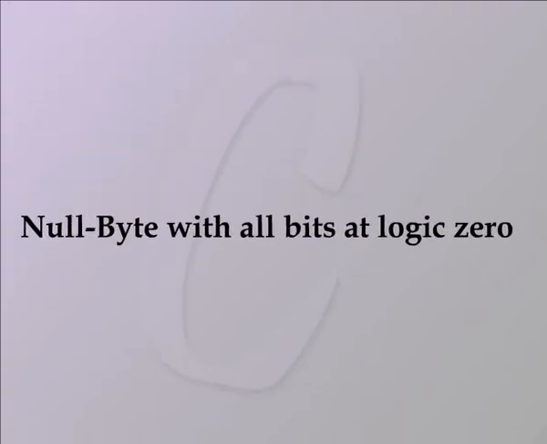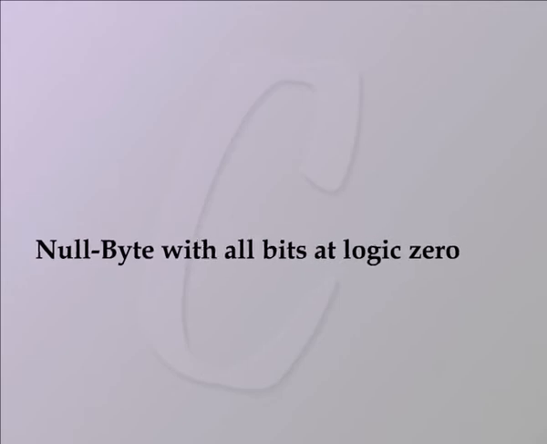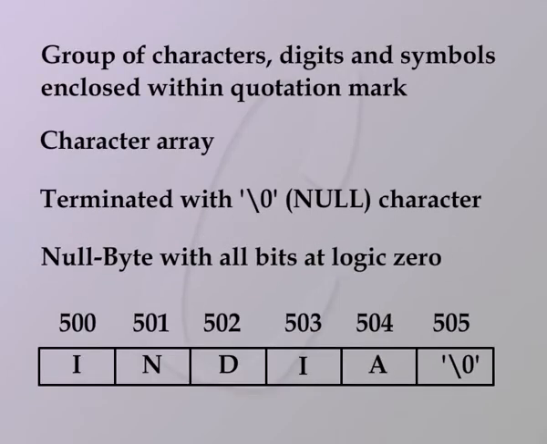A null is nothing but a byte, that is, it has 8 bits. When all the bits are set to logic 0, that is called the null value. That means it has no value or meaning. It is simply to depict that there is nothing in it. So this represents the end of a string.